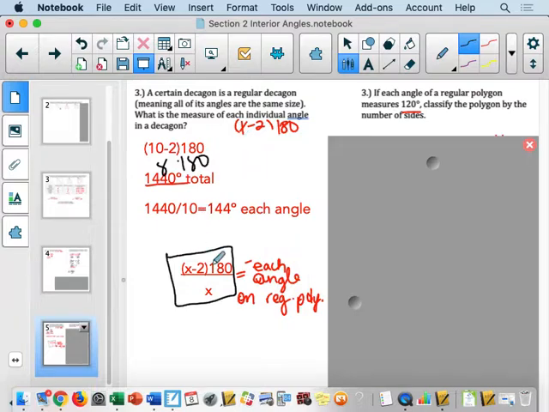So if you type this straight into your calculator, you would take 10 minus 2 times 180, hit enter, and then divide by 10, and you would get your 144.